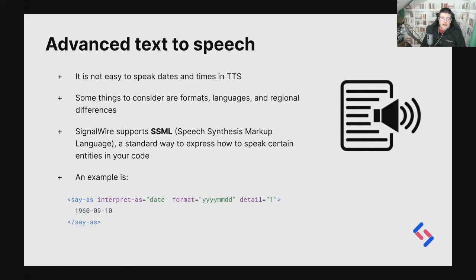So that will say, I don't know what day it is, let's say it's Monday, September 10th, 1960. That's based on detail and the format. So the format is not what the tag will speak, it's what the tag will try and recognize the content as. So of course, if your date were, like in our example, month, day, year, you will have to specify that format.